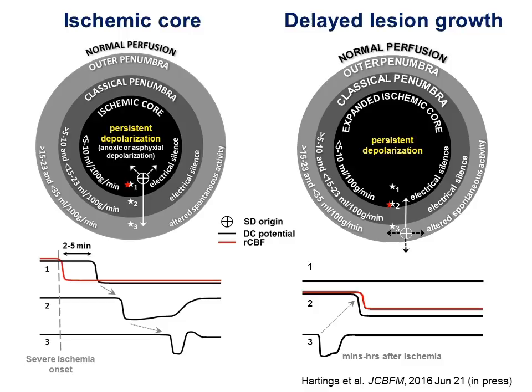Thank you. And then we have one last question, and then we'll wrap it up because we're getting close to our time limit. If we block all forms of depolarization, what about the areas that have a normal response to SD, for example, vasodilation?